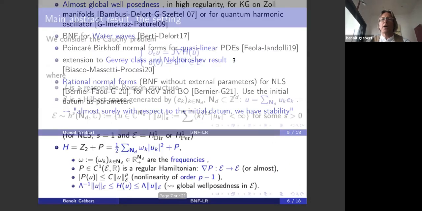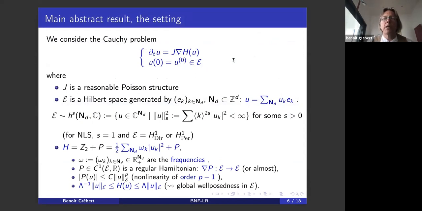Okay, so now I will give the context, the setting for the result in the energy space. So let's consider an abstract setting where we have a Hamiltonian equation. So this is a Hamiltonian equation.